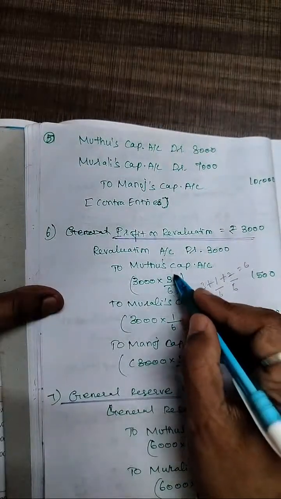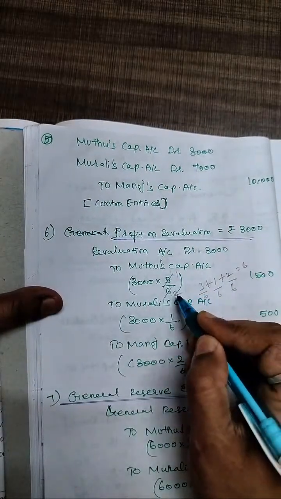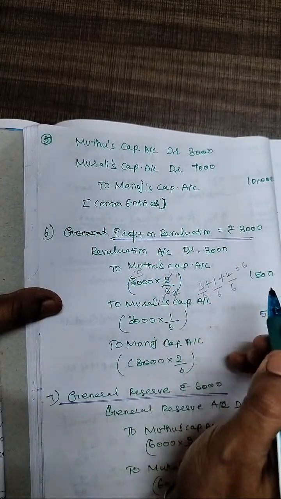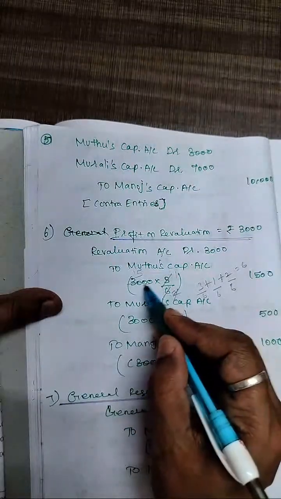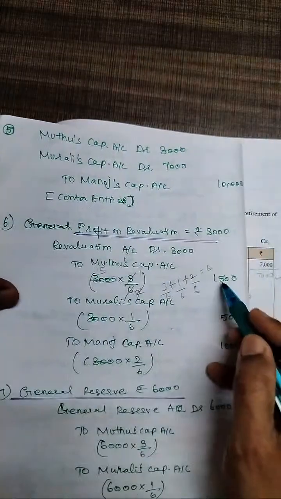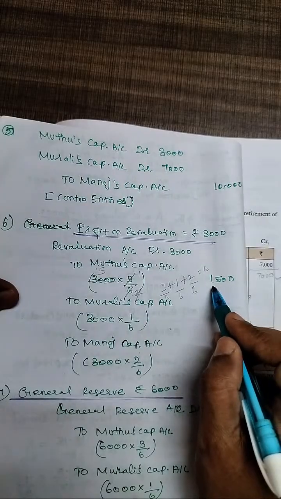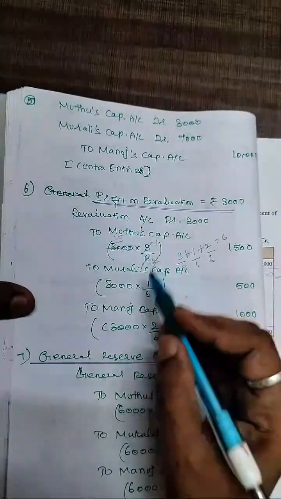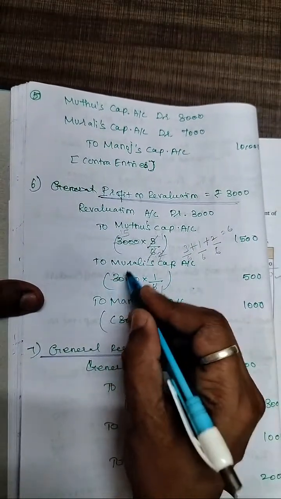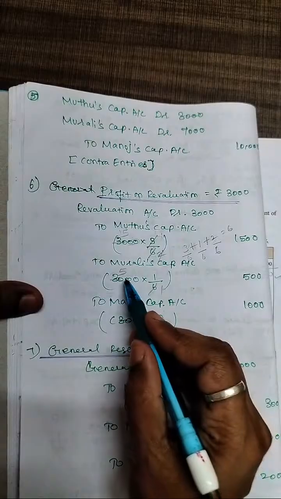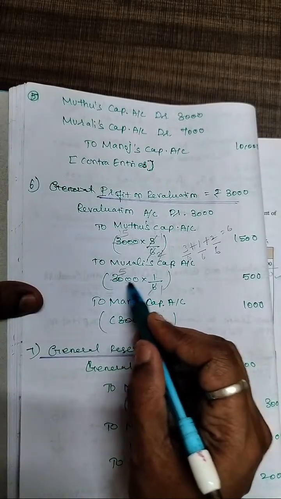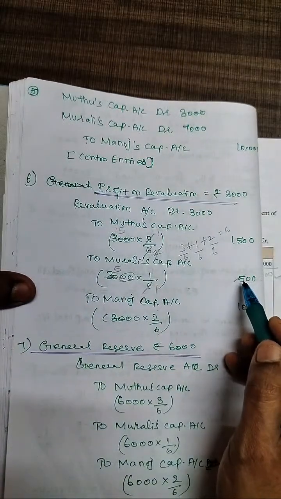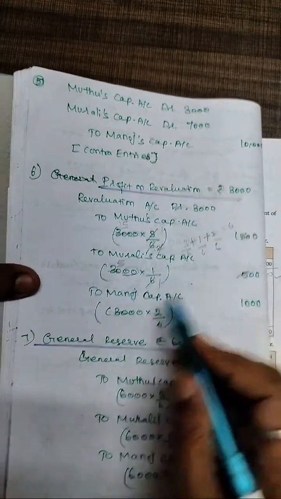which means 3/6, 1/6, 2/6 accordingly. 1 3 is 3, 2 3s are 6. Okay, so 1 2 is 2, 5 3s are 15, right? 15, and we already have 2 zeros. So 1,500 rupees is transferred to Muthu's capital account. Similarly, 1/6: 5 6s are 30, right? So 500, and we already have 2 zeros here. Okay, 500 into 1 is 500 rupees. The profit on revaluation transferred to Murali's capital account.